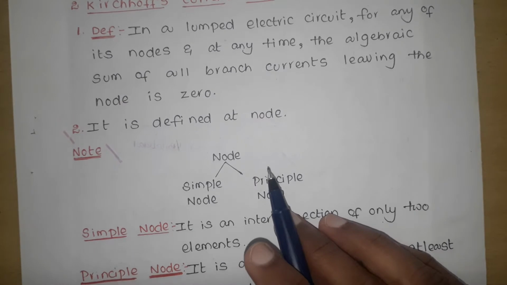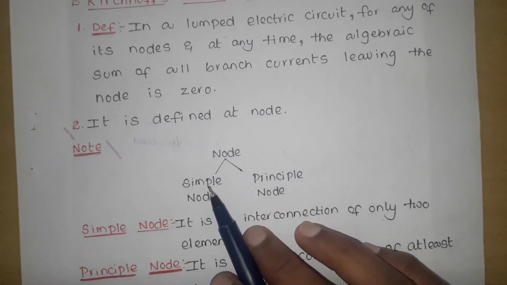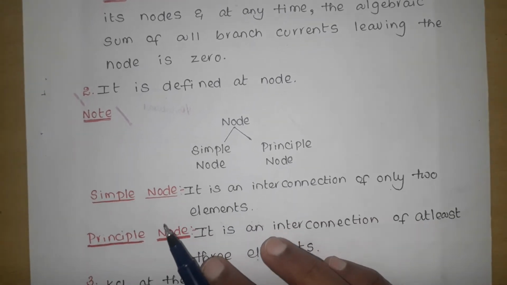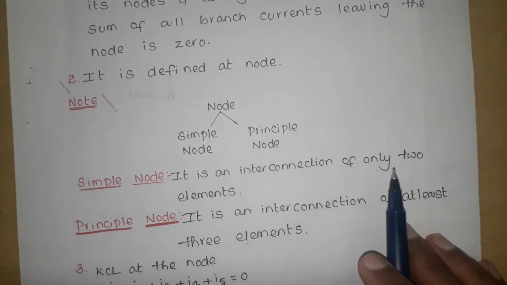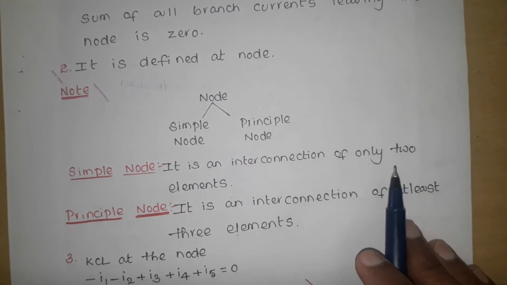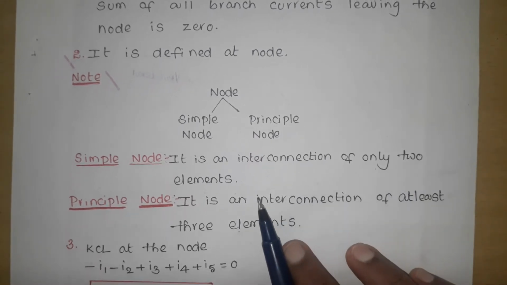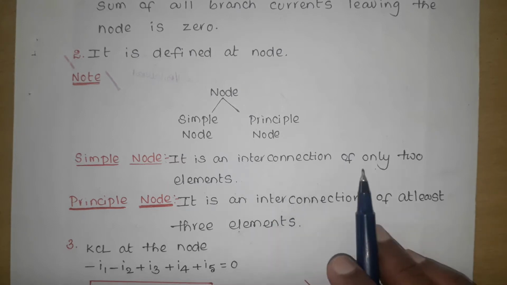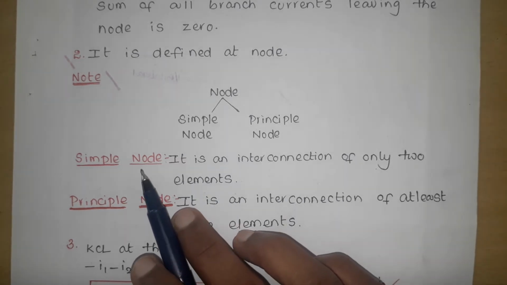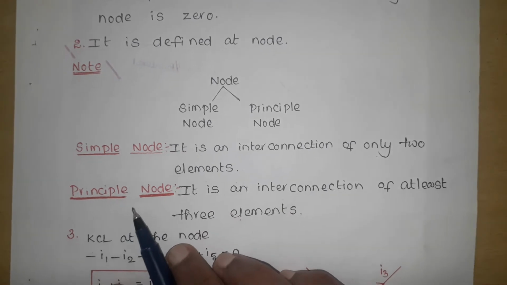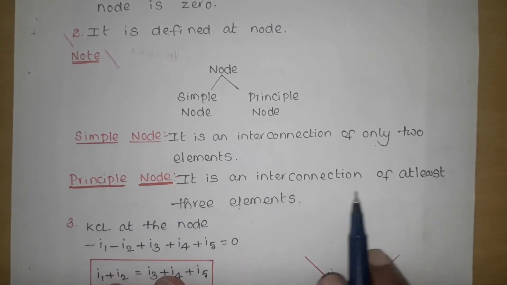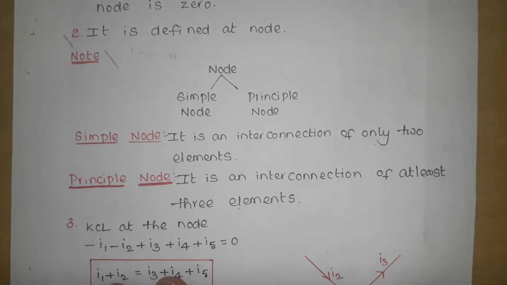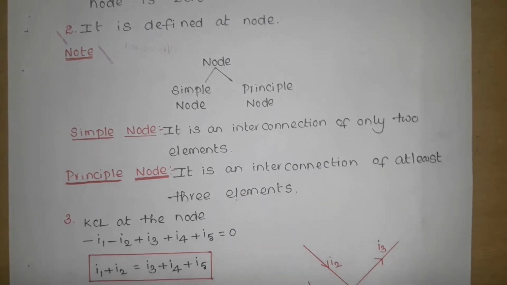So what is a node? A node is of two types, a simple node and a principal node. A simple node is an interconnection of only two elements. The point where two elements are connected, the common point, is called a simple node, whereas a principal node is an interconnection of at least three elements.